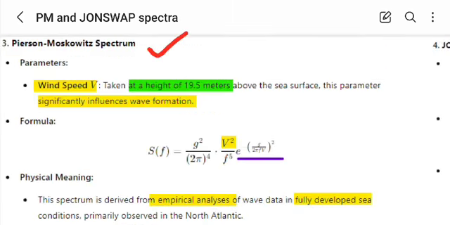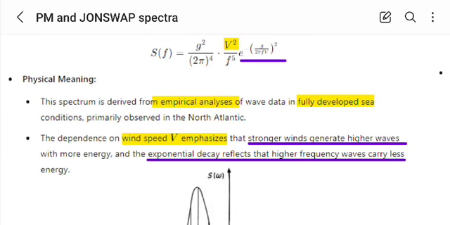Here you can see the Pierson-Moskowitz spectrum. Here the wind speed is also part of the spectrum, with wind speed taken at a height of 19.5 meters above the sea surface. This parameter significantly influences wave formation. The physical meaning of the spectrum is that this is for fully developed sea conditions. Here you see the dependence on wind speed. The stronger the winds, the higher the waves with more energy.